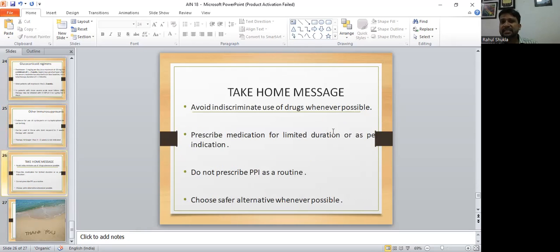So the take home message is to avoid indiscriminate use of drugs whenever possible, as we have seen that even PPIs are not safe. We should judiciously use these drugs, prescribe medication for a limited duration or as per the indication, and choose safer alternatives whenever possible.